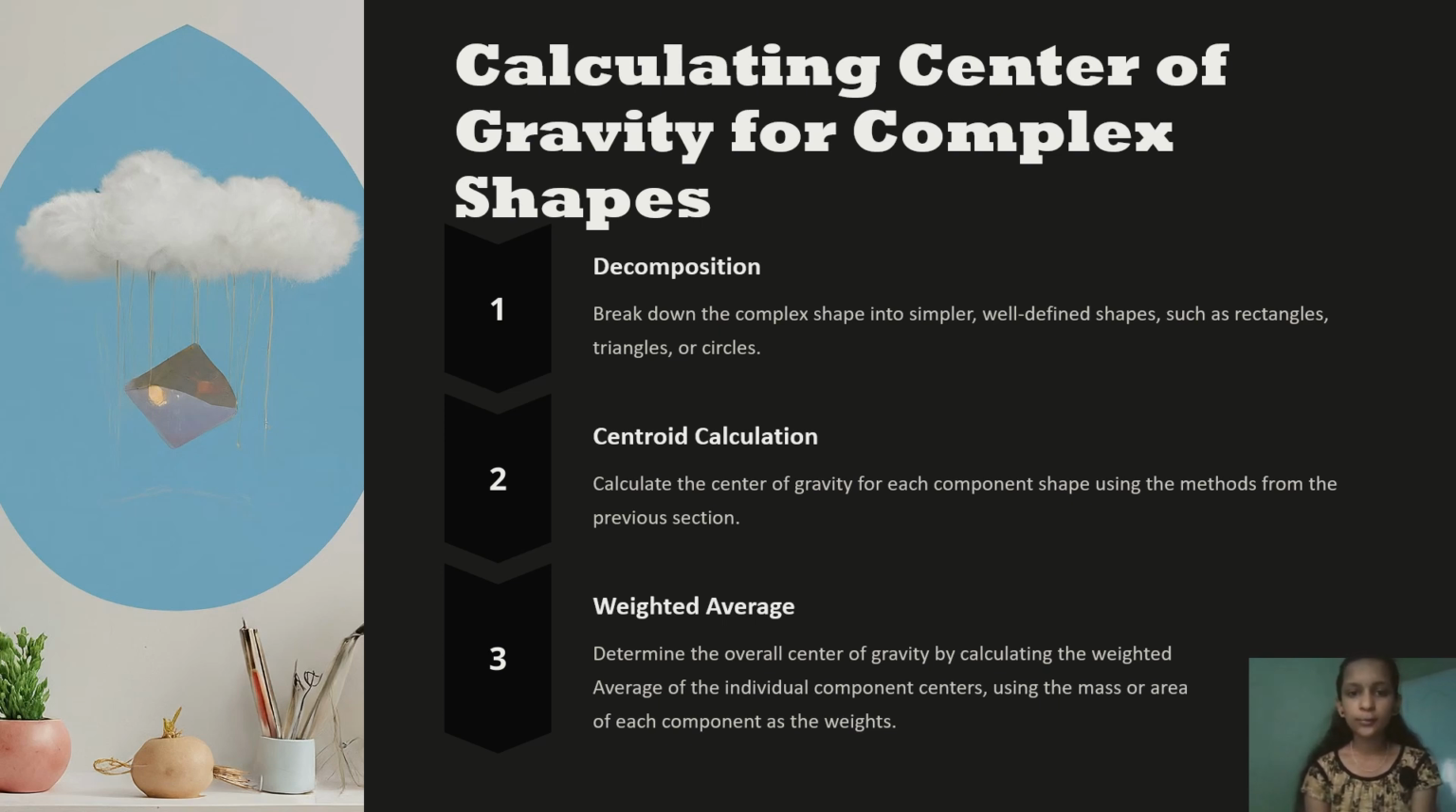In the process of decomposition, break down the complex shapes into simpler or well-defined shapes such as rectangles, triangles or circles, which are nothing but simpler shapes. In the process of centroid calculation, calculate the center of gravity for each component shape using the methods from the previous section. Weighted average: in this process, determine the overall center of gravity by calculating the average of the individual component centers, using the mass or area of each component as a weight.